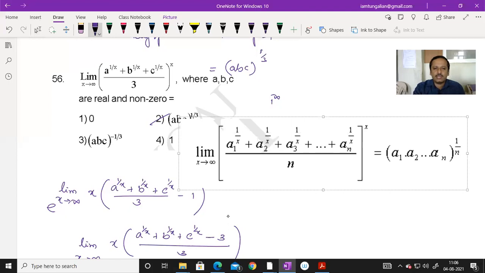Now you see in place of n we have 3, and in place of A1, A2, A3, etc. we have a, b, c. So by using this formula, A1, A2, A3 up to An, in this case, a, b, c whole power 1 by n. n is 3 here. So abc whole power 1 by 3 is the answer, which is the second option.